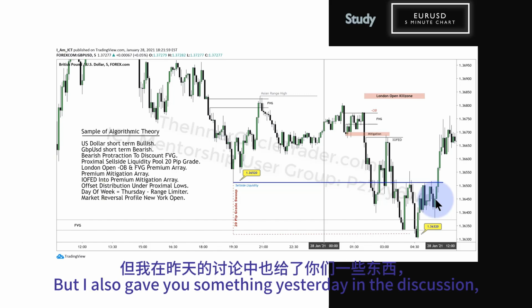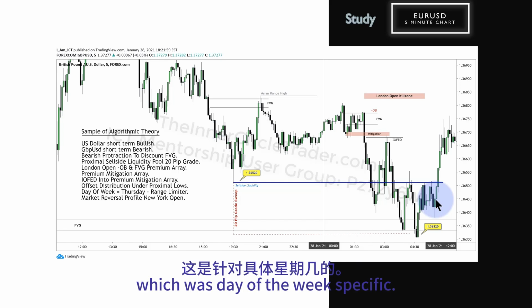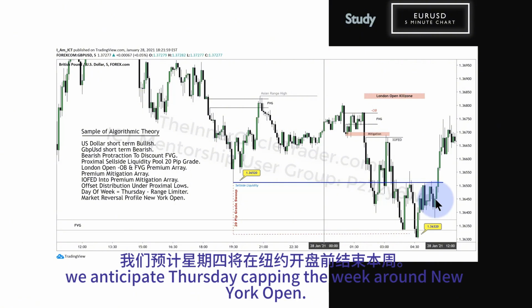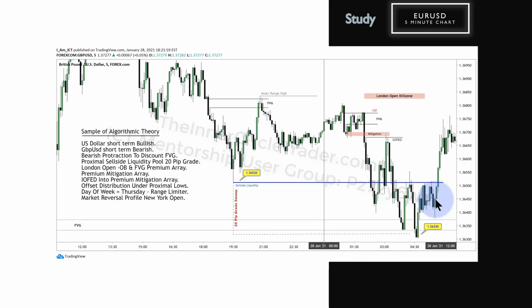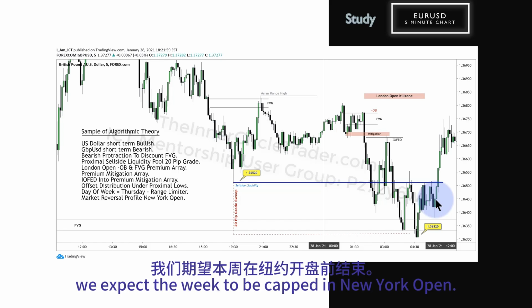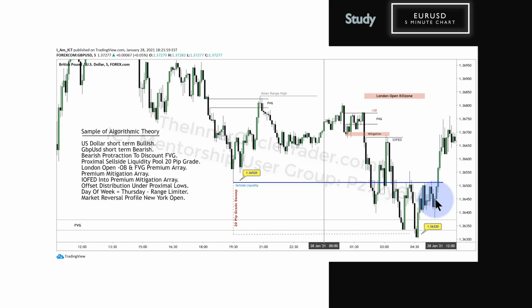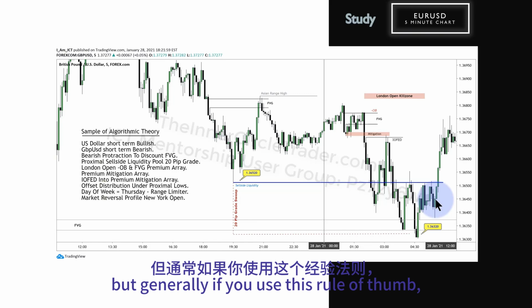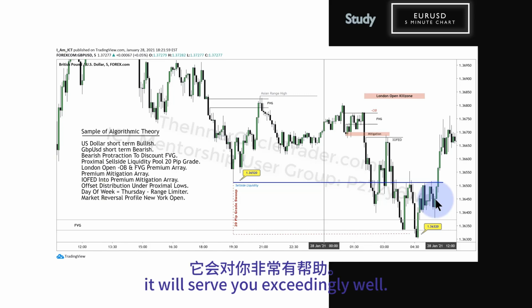But I also gave you something yesterday in the discussion, which was day of the week specific. When we are bearish, we anticipate Thursday capping the week around New York open. When we're bullish, we expect the week to be capped in New York open. Now, it can move a little bit more into Friday, but generally, if you use this rule of thumb, it will serve you exceedingly well.